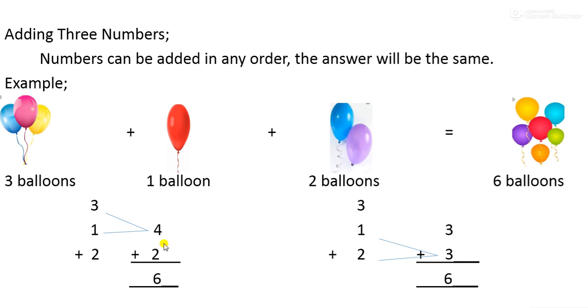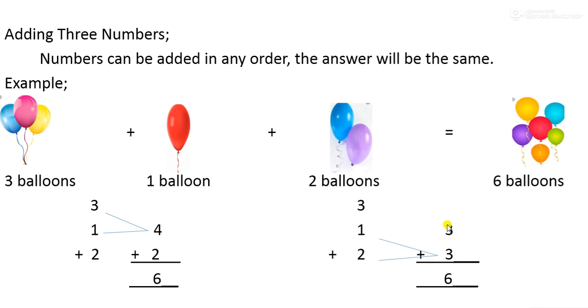Plus 2. So what is the answer? 4 plus 2 is equal to, what is the answer? Count it. 4, 5, 6. So the answer is 6. This is one method. This is another order. See, 3 balloons, then 1 balloon plus 2. First we put the number 3. Next we have to add the numbers 1 and 2. So what is the answer? 1 plus 2 is equal to, what is the answer? Count it. 1 plus 2, 3. Yes, the answer is 3.